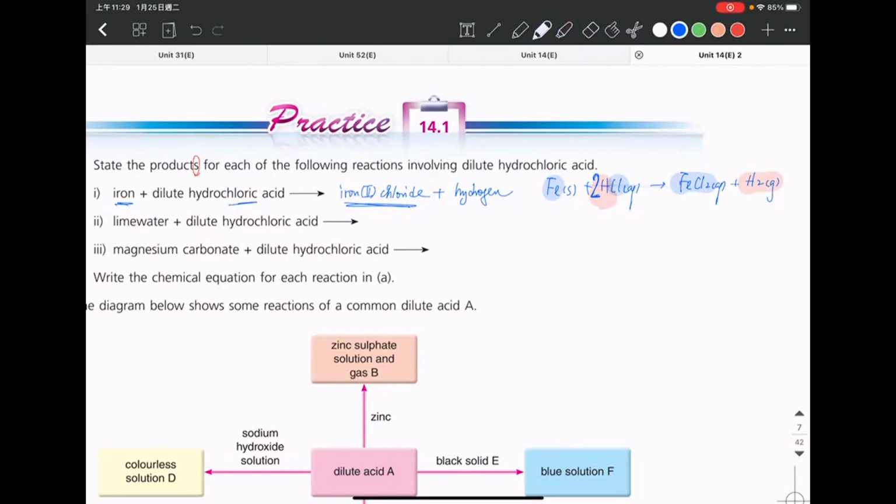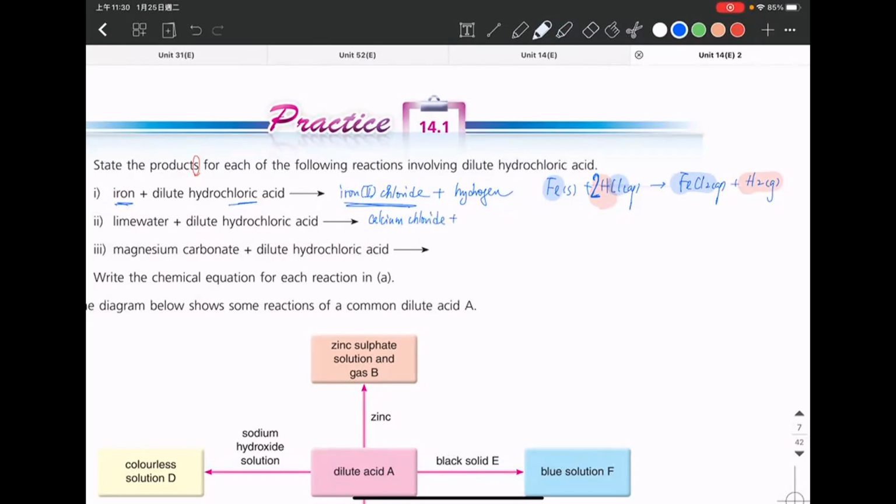How about number 2? Lime water reacts with dilute hydrochloric acid. What are the products? Lime water reacts with dilute HCl. So what are the products? Calcium chloride. Yep, calcium chloride. And carbon dioxide.